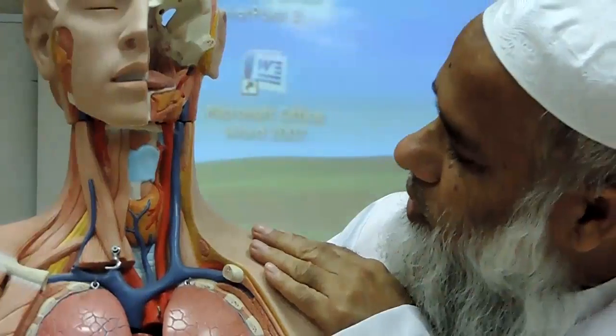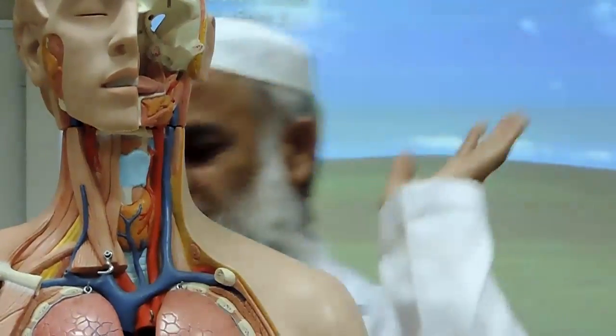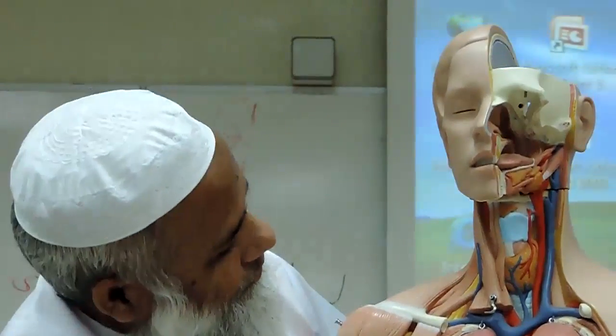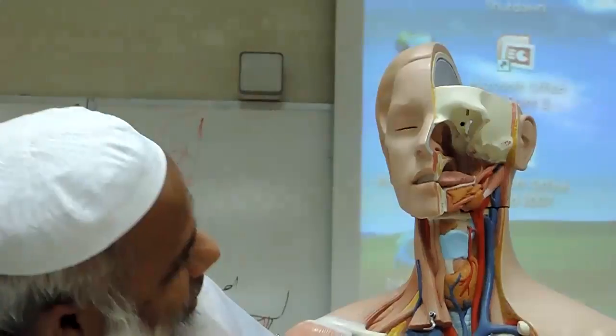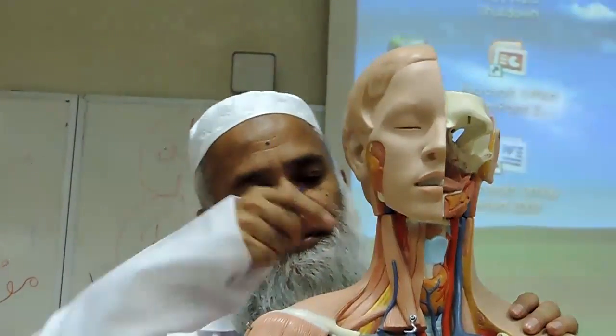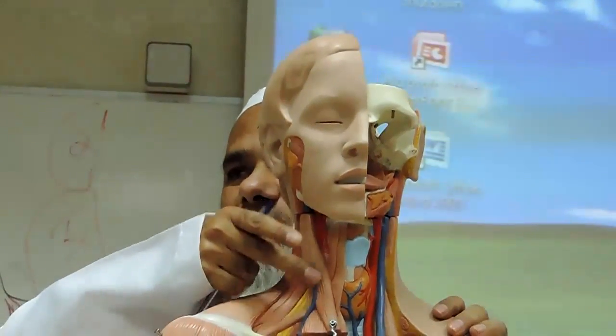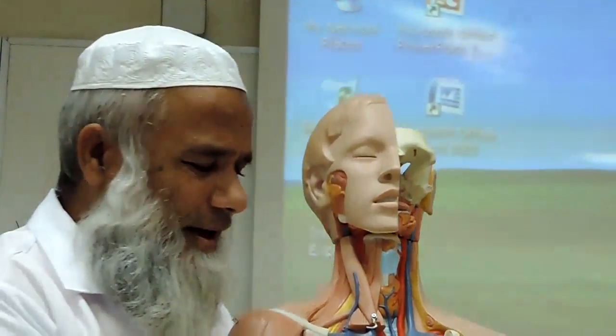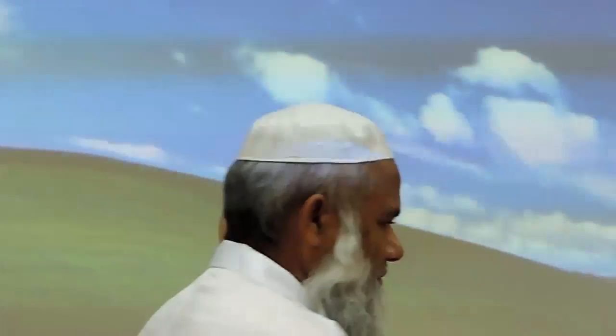Now what else in this model? Other veins and arteries I will show in another model. Doctor, the external jugular vein. This is the external jugular vein, above the sternomastoid muscle. Yes. But usually we ask about the internal jugular vein.